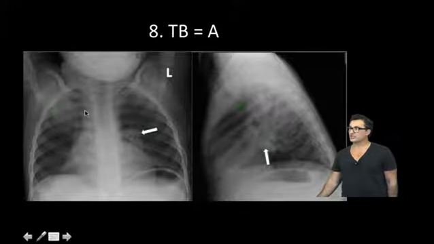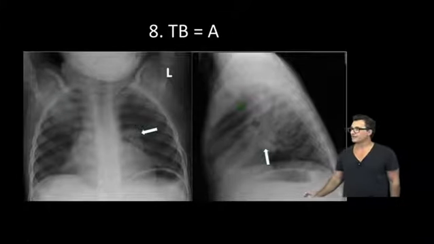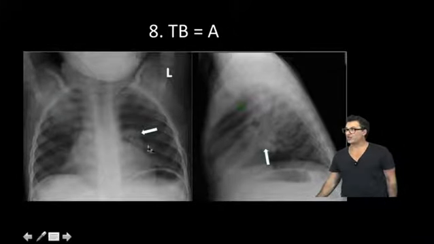I see, just like you do, there's airspace disease or pneumonia in the right upper lobe. I see that the cardiac margin is not clear. So these are all parenchymal abnormalities that can happen with both TB and other infections. The giveaway for me is this left hilar mass.